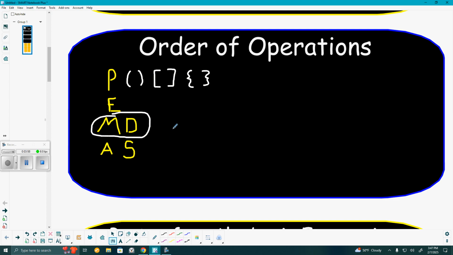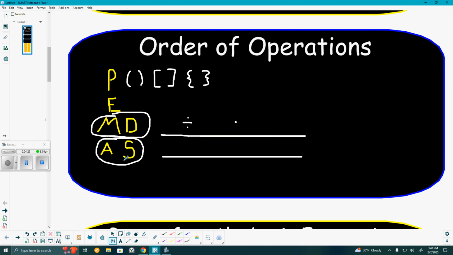So when you have a problem and you have division and multiplication in the same problem, you do it from left to right. You don't multiply and then divide. You do multiplication and division, whatever comes first, and then the next one, and then the next one. Same exact thing with addition and subtraction. You don't do one and then the other. You just do whatever comes first in the problem, from left to right, just like reading a book.